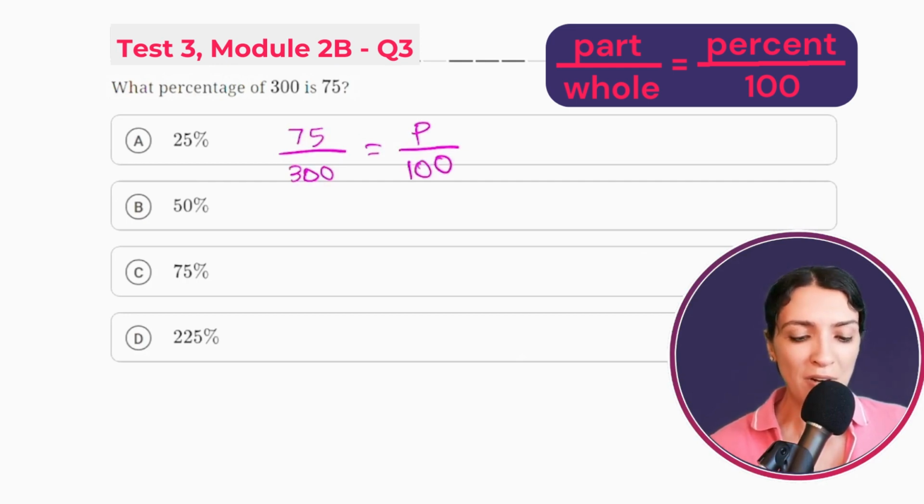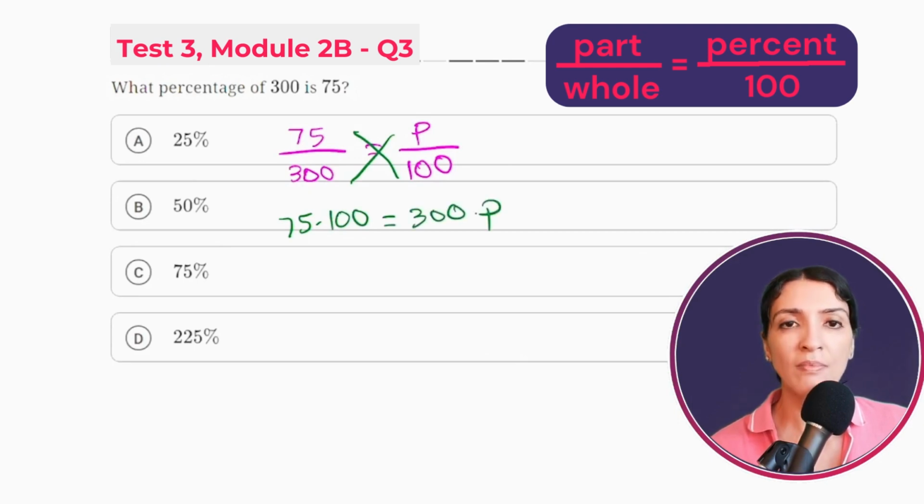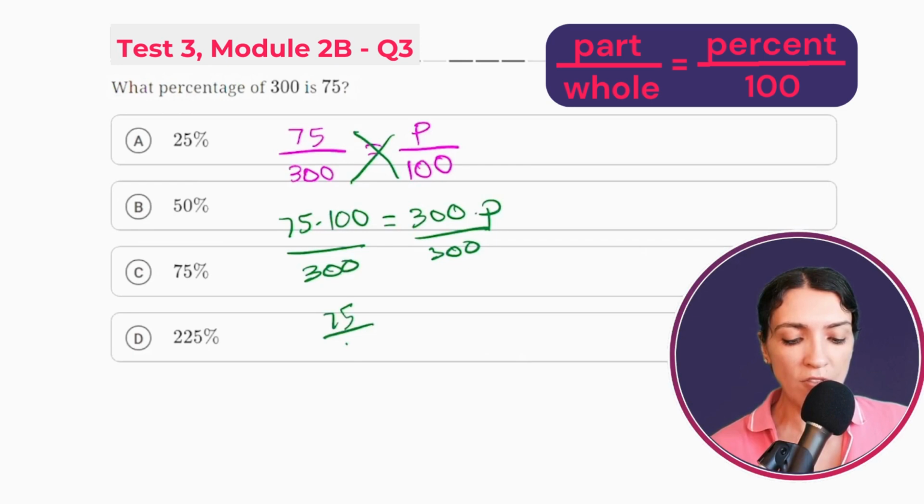Here we can use cross multiplication to solve for the unknown. So we have 75 times 100 equals 300 times p. We can divide both sides by 300, and we'll get that p is 75 over 3, which is 25. So our answer would be choice A.